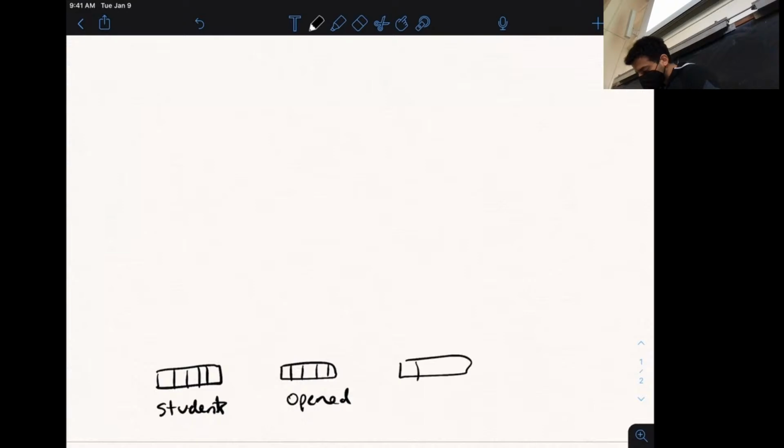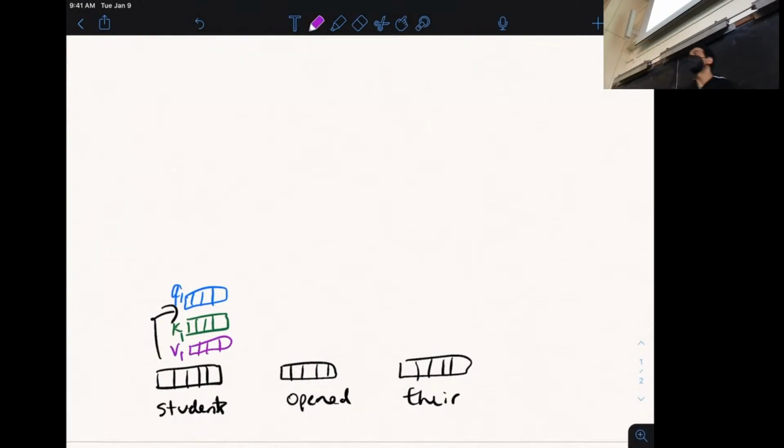So let's take our input that we've been using every class, students opened there. And so last time we talked about these query key value projections, right? Maybe I'll draw those out again just to reinforce. Okay, I think it's green for the keys, blue for the queries, and right, we talked about how to compute these things, right?